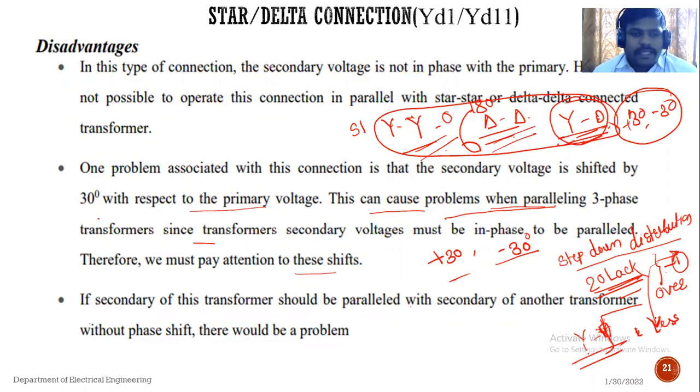Now if the secondary of this transformer should be paralleled with the secondary of the other transformer without phase shift, there would be a problem. Okay, see another one. जरी आपण सेकंडरी ऑफ दिस ट्रान्सफॉर्मर, या ट्रान्सफॉर्मरची सेकंडरी should be parallel with the secondary of another transformer, अनदर ट्रान्सफॉर्मरच्या सेकंडरीशी पॅरलल केलं, that means which are not in phase, that means without phase shift, there will be a problem.